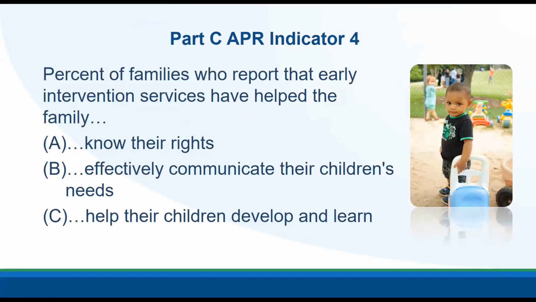Today, we will be sharing data from Part C Indicator 4 of the Annual Performance Report, or the APR. This indicator has 3 parts, all addressing the measurement of how helpful the early intervention program has been for families in the following 3 areas: helping the family know their rights, helping the family effectively communicate their children's needs, and helping the family help their child develop and learn.